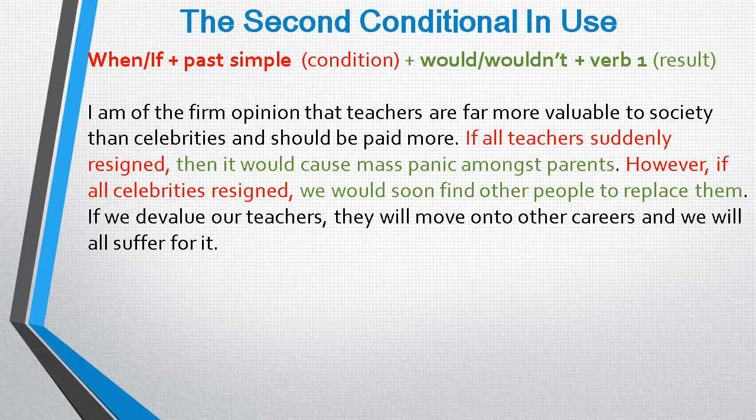And notice this is followed up. So two second conditional sentences making the reader use their imagination is then followed up by a first conditional sentence which is more realistic. So they've made the reader think imaginarily about how bad it could get and then made a more realistic point. If we devalue our teachers, they will, notice they've used will because it's first conditional, they will move on to other careers and we will all suffer for it.